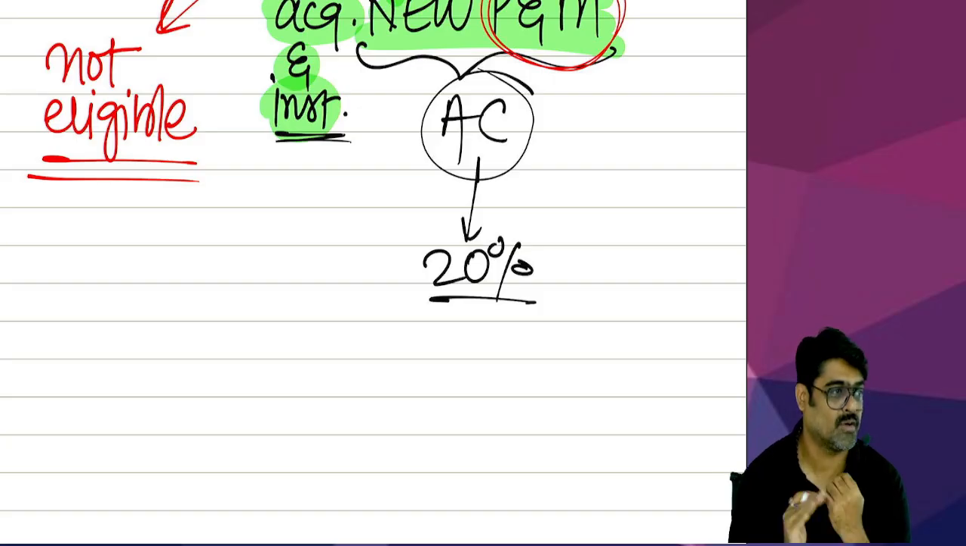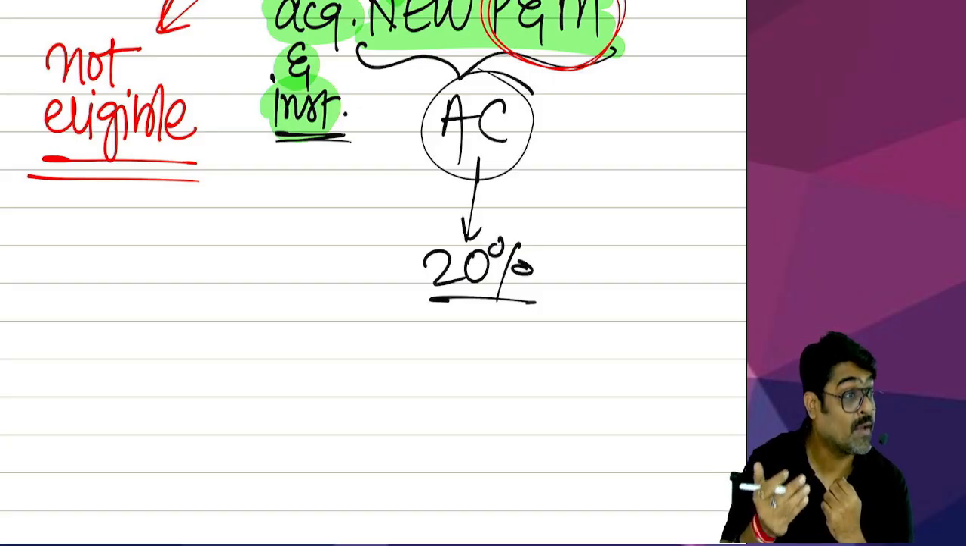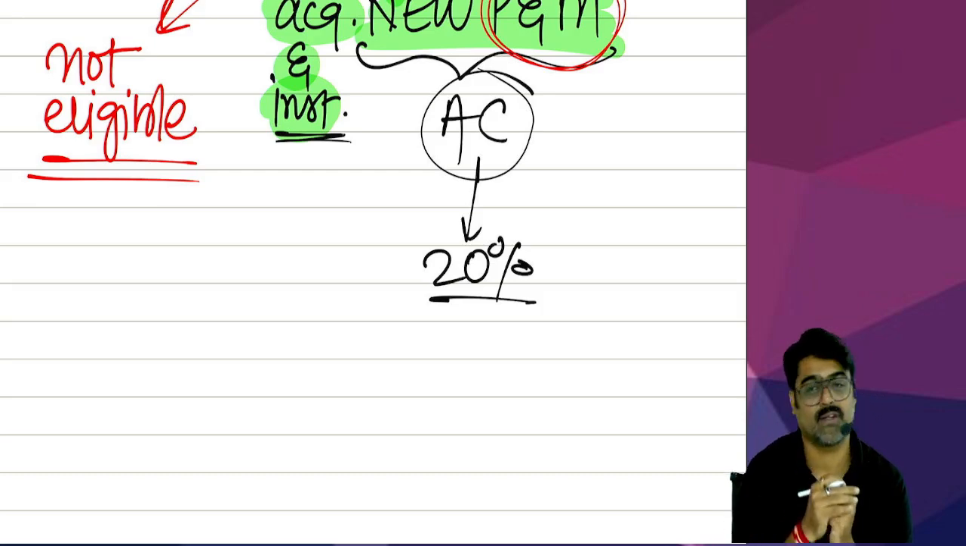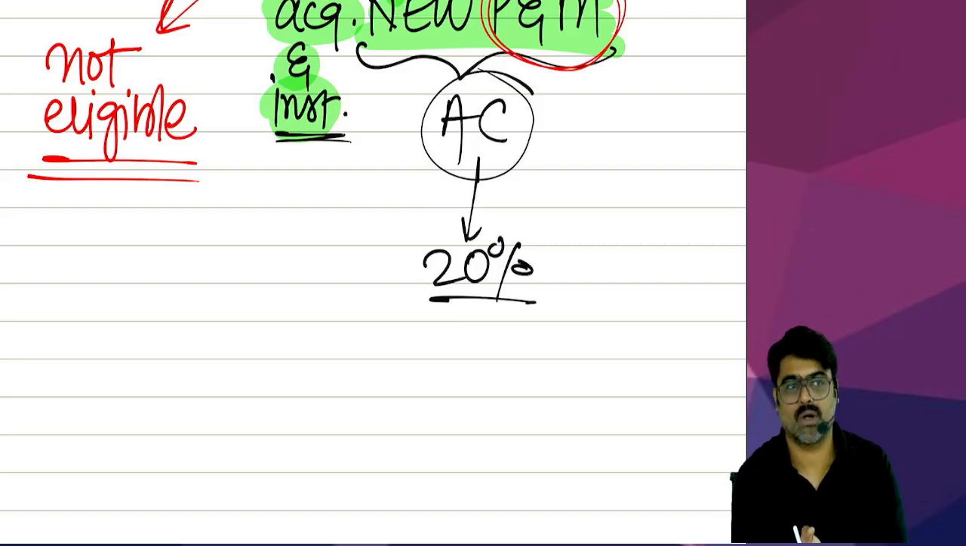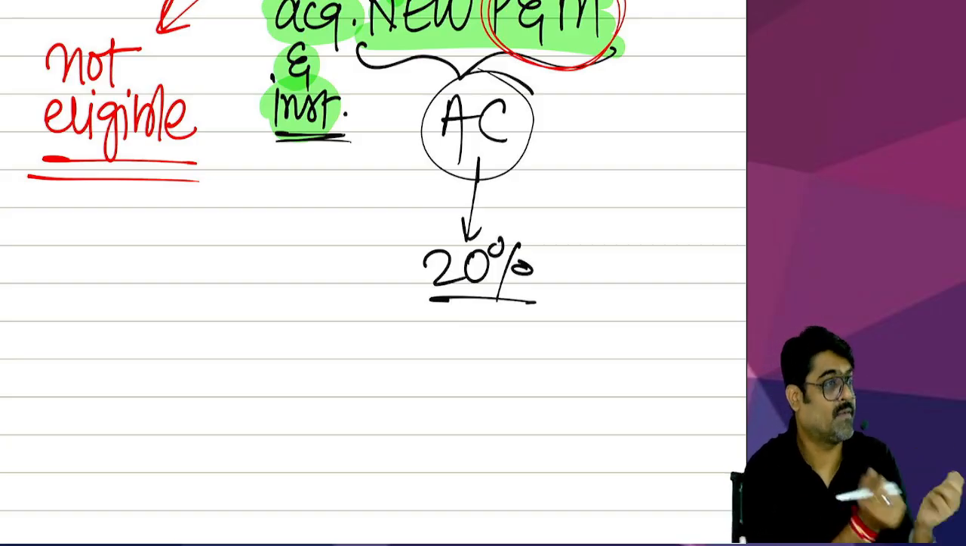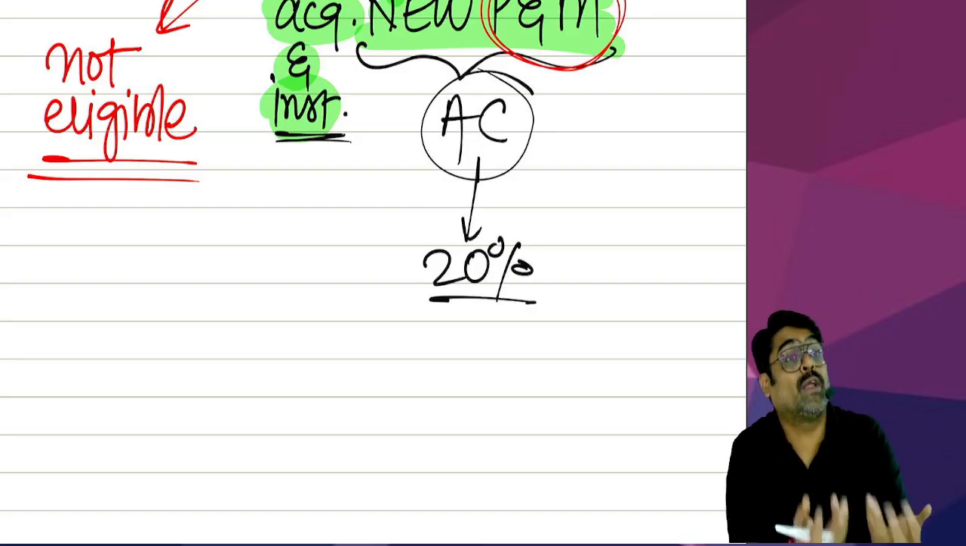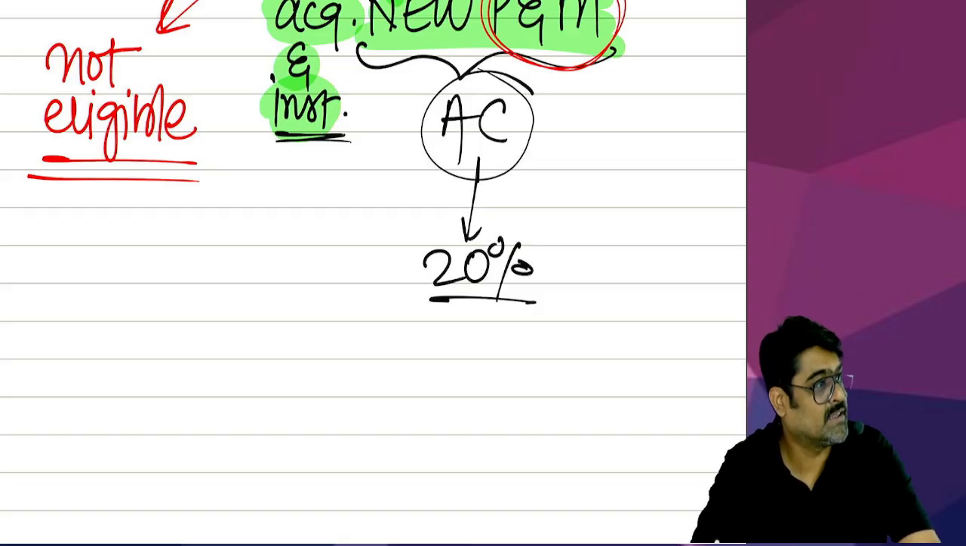Why? Because they are not going to be used for manufacturing. They are not going to be used for power generation, distribution, etc. Getting my point? So since they are not installed for manufacturing, they are not going to be used in your manufacturing process, they are not going to be used for power generation, distribution, etc.